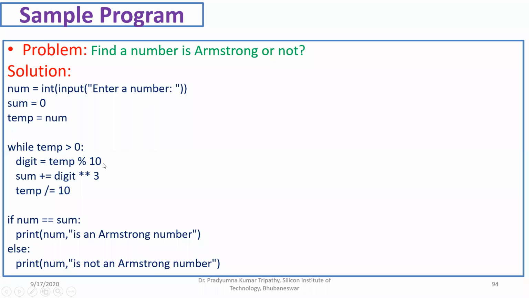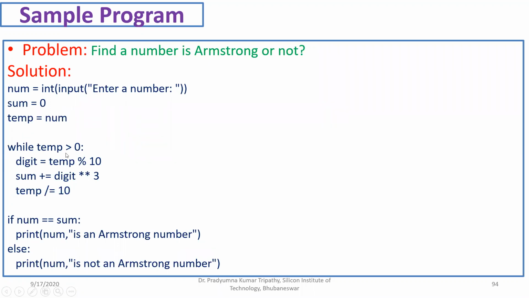So while temp is greater than 0, temp modulo 10. Suppose my input is 153. So 153 modulo 10 will return what? 3. Okay, so the digit is 3. I'll find out 3 to the power 3 first and store it in the sum. Sum is 0, so sum is now 3 to the power 3, 27. Now temp is reduced: temp is equal to temp divided by 10. So 153 by 10 is an integer division, so it will take 15.